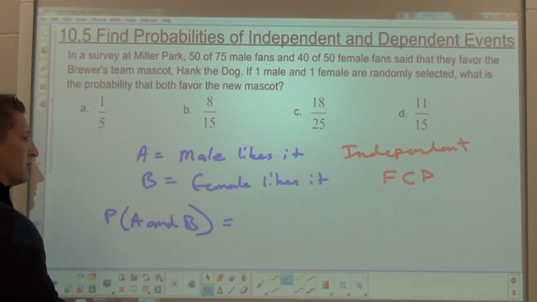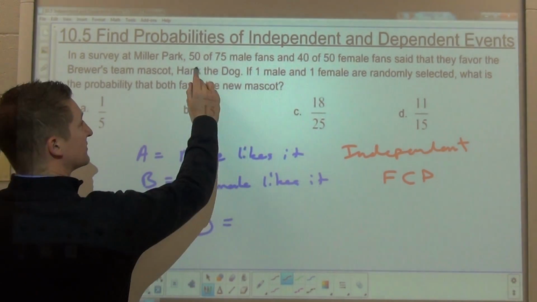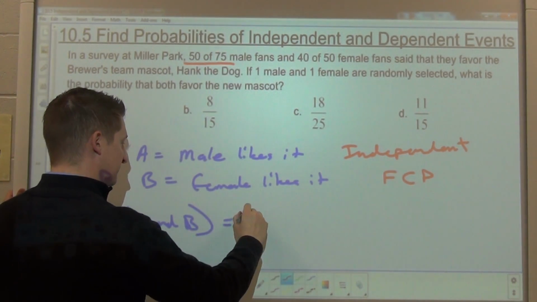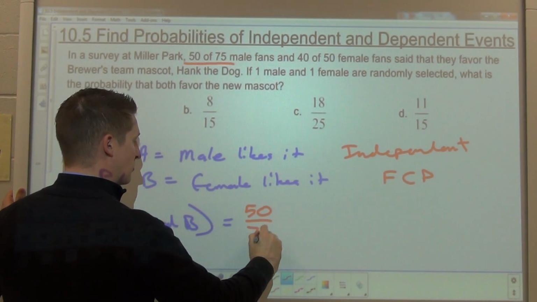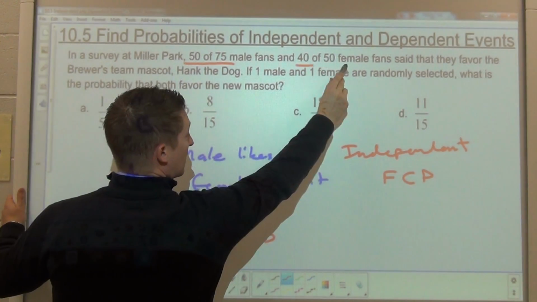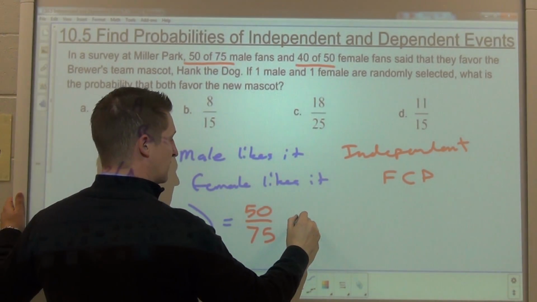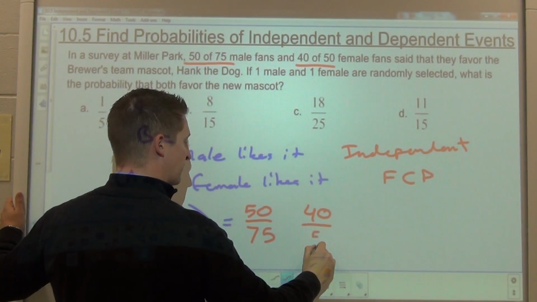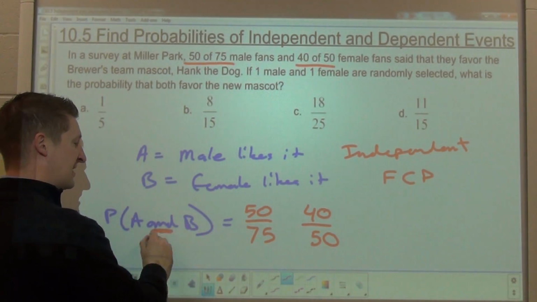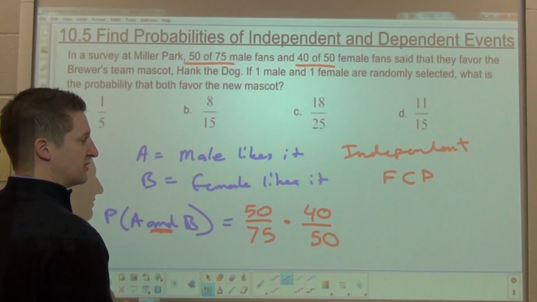So, probability of A and B. Well, what's the probability that the guy likes it? Well, let's say 50 out of 75. Okay? And the probability that a female fan likes the dog, well, that's 40 out of 50. So I have 50 out of 75 and 40 out of 50. Because I have the word and, I'm going to multiply these two things together.